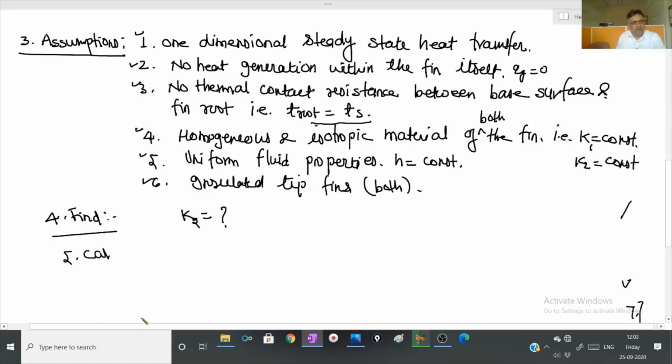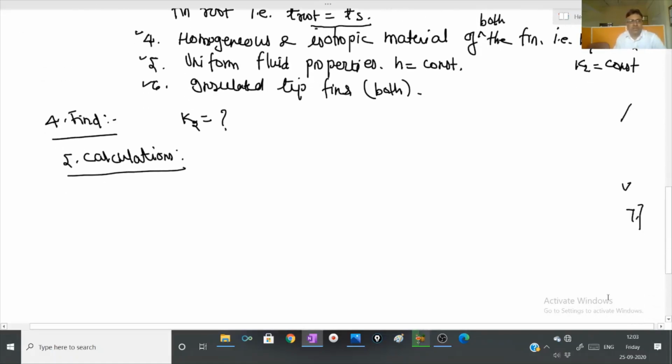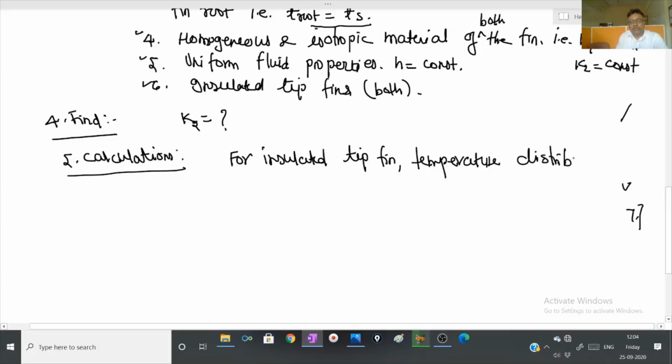So let us do the required calculations. In order to calculate this thermal conductivity of the second material, let us first recall the temperature distribution equation for an insulated tip fin.